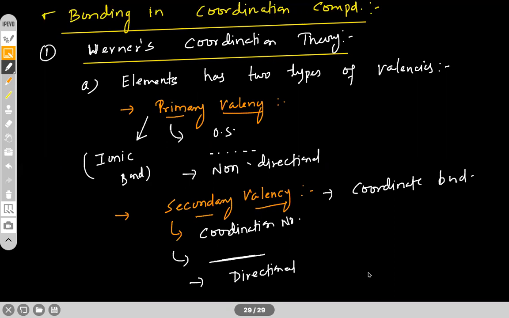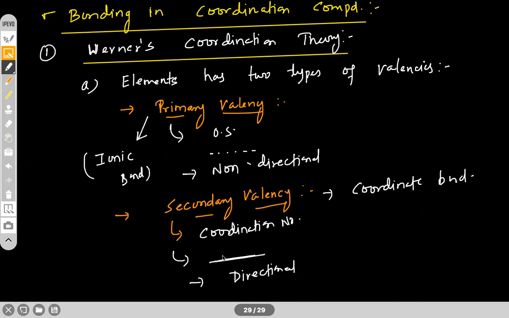See, because of this directional nature, those ligands which satisfy the secondary valency have to be placed in a fixed direction, and that's why we have a coordination polyhedra. You have a shape of it, that we call tetrahedral geometry or square planar geometry and all those. That comes because of the directional nature of secondary valency. Now, these are the few properties you should keep in mind: primary is ionic bond, oxidation state, non-directional, dotted line. Secondary valency is coordination number, coordinate bond, thick line, and directional in nature.